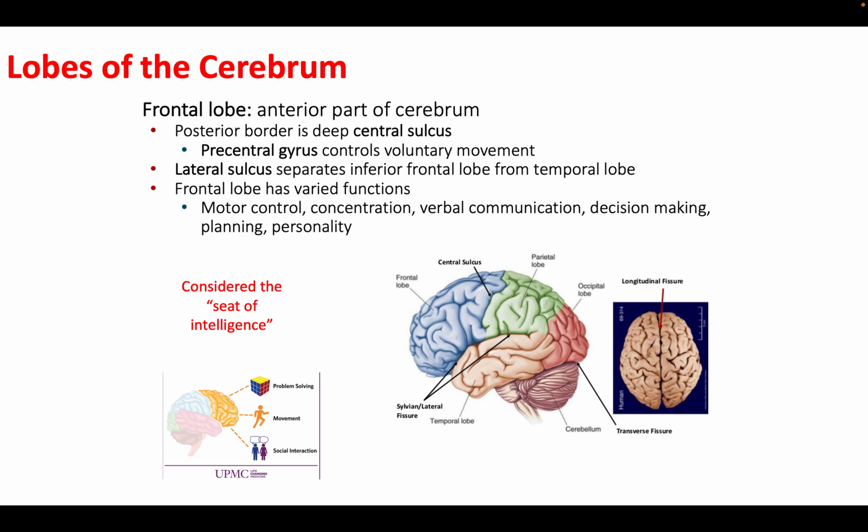This is where we have that precentral gyrus. So again, here's that central sulcus here in the middle. And just anterior to that, this large cortical wrinkle is known as the precentral gyrus, right? So you can see that there. This is what, again, this is controlling voluntary motor movement, so going out to our skeletal muscle, okay?